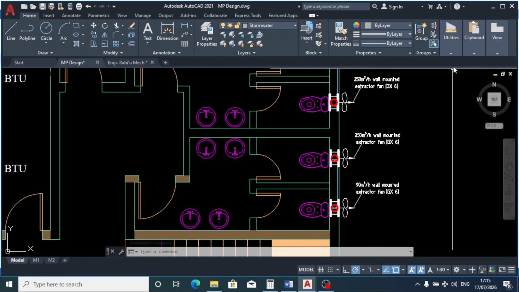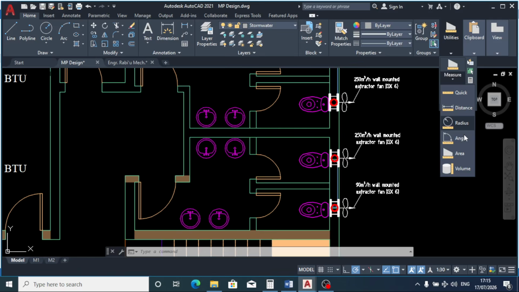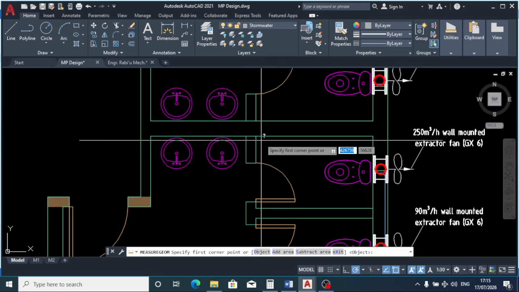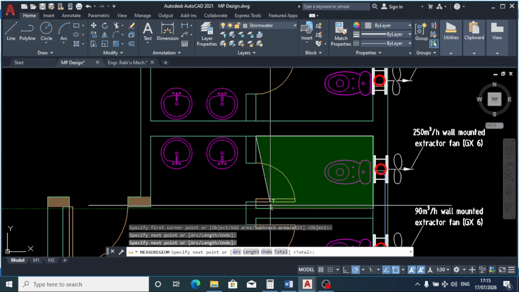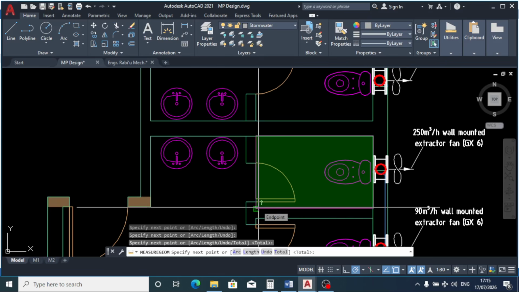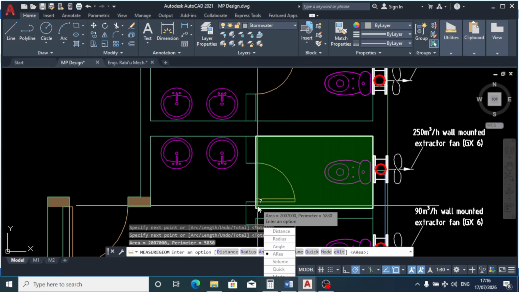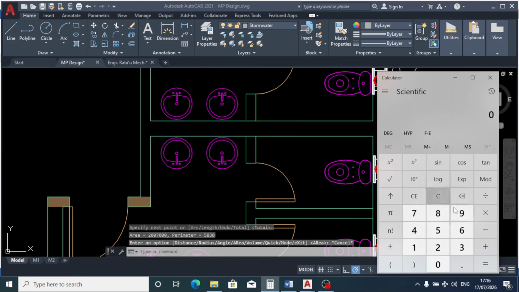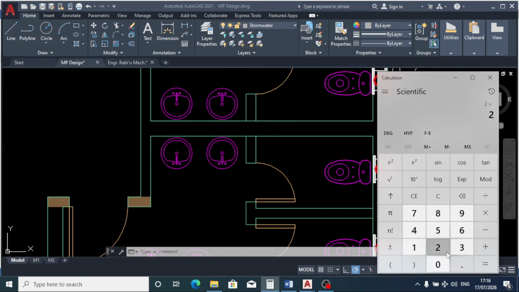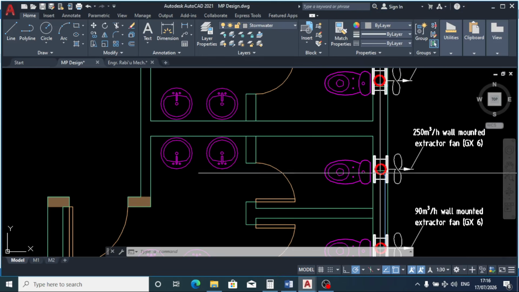So let's size the next toilet. So for this toilet we have 2.0 times 3.5 times 13, which is 91. We are also going to adopt 100.